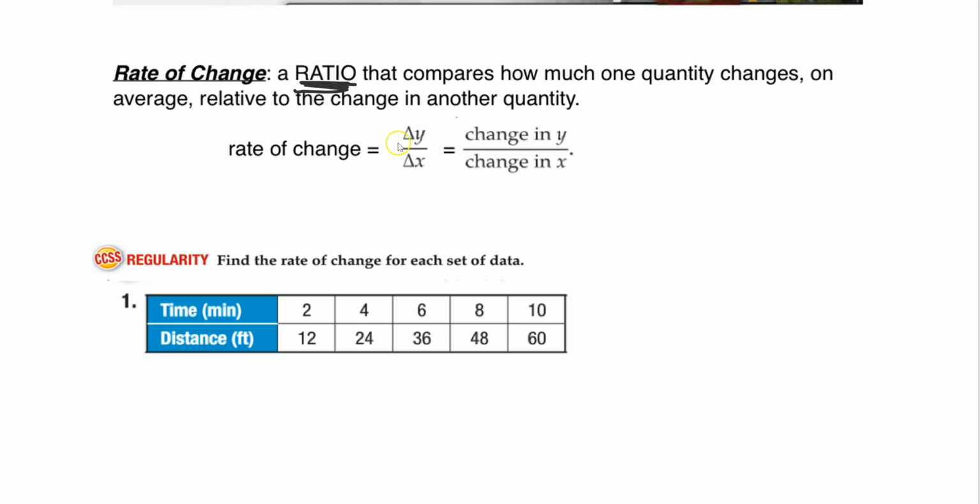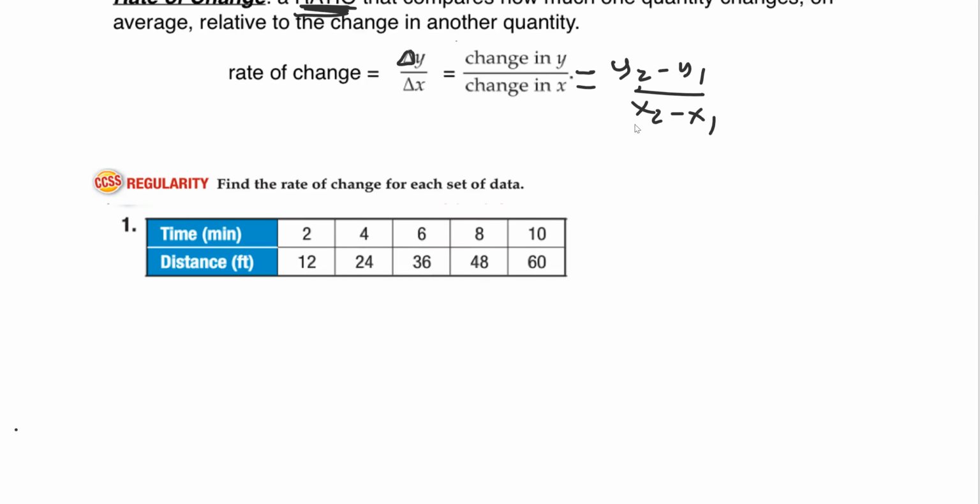So rate of change is the change in y. That's the triangle, the change symbol. You'll see it in physics. Triangle means change. Change in y over change in x. And a good way to find the change in y over change in x is just to do y2 minus y1 over x2 minus x1. So the key here is we're going to find 2 points and use the rate of change formula.